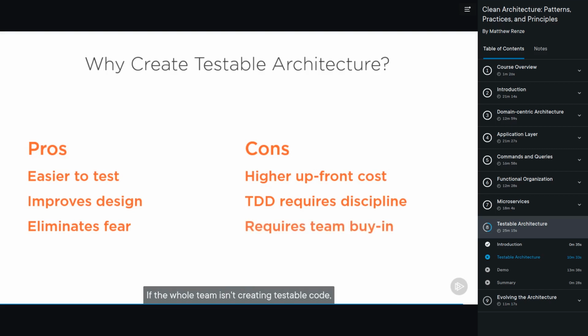If the whole team isn't creating testable code, running all of the tests, and maintaining these tests, then the tests in the testable code will eventually decay and become obsolete. So while I personally think it's very unfortunate, some teams simply just are not interested in creating automated tests or writing testable code. So now let's see our testable architecture in action in our demo application.